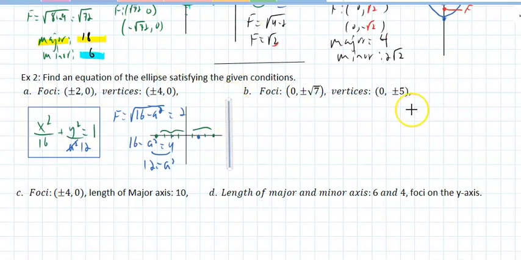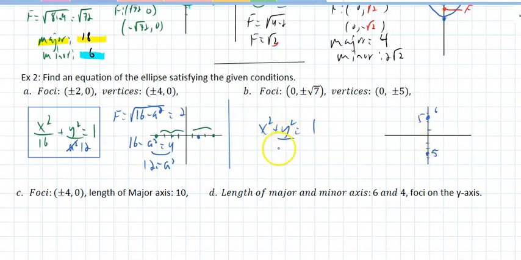How about this problem? The same deal. They're not asking for a graph, but let's say the vertices are at 0, 5, 0, negative 5 and the foci are at 0, radical 7 and 0, negative radical 7. Again, since the graph is only for my reference, so I know it's x squared plus y squared equals 1. So we went up 5 units and down 5 units. I still want to figure out what a is. I notice the foci at 0, radical 7. Radical 7 is a number between 2 and 3.